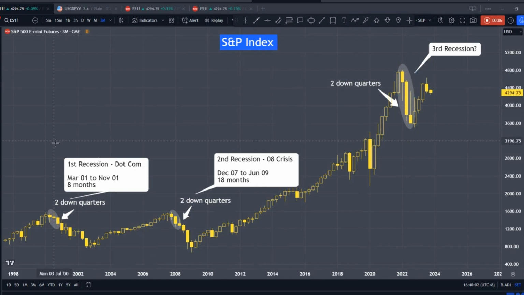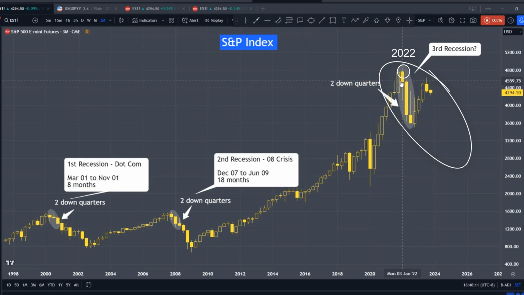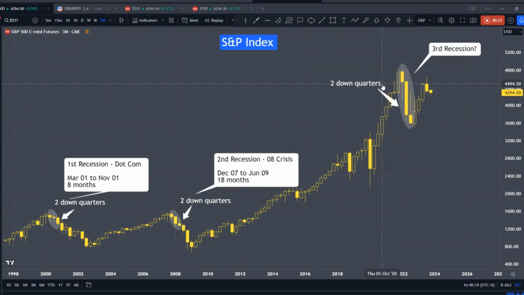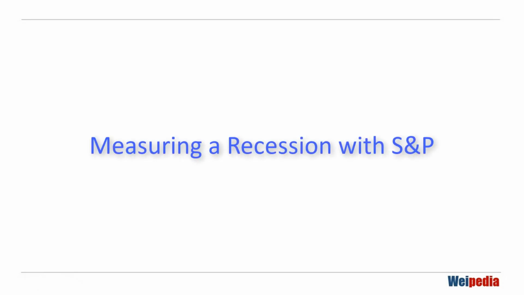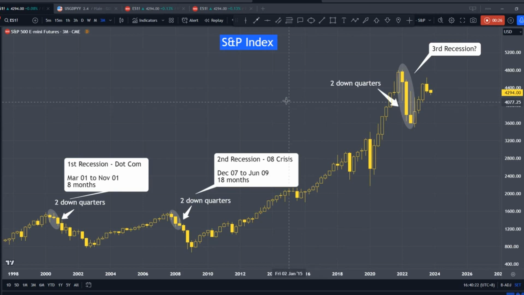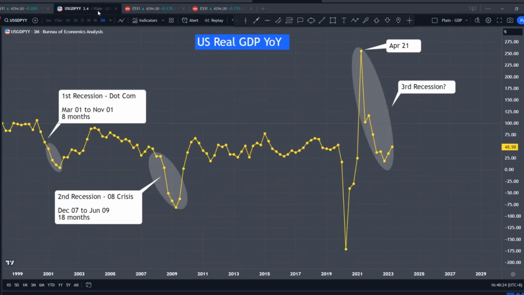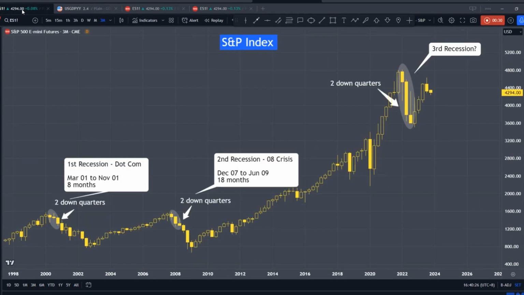Over the last 20 years, there were two major recessions, the dot-com crisis and the '08 crisis, and it seems to us that a third recession has been in the making since the beginning of 2022. In this tutorial, we'll find out how to determine if a recession is imminent through a comparative study of the GDP and the S&P Index.